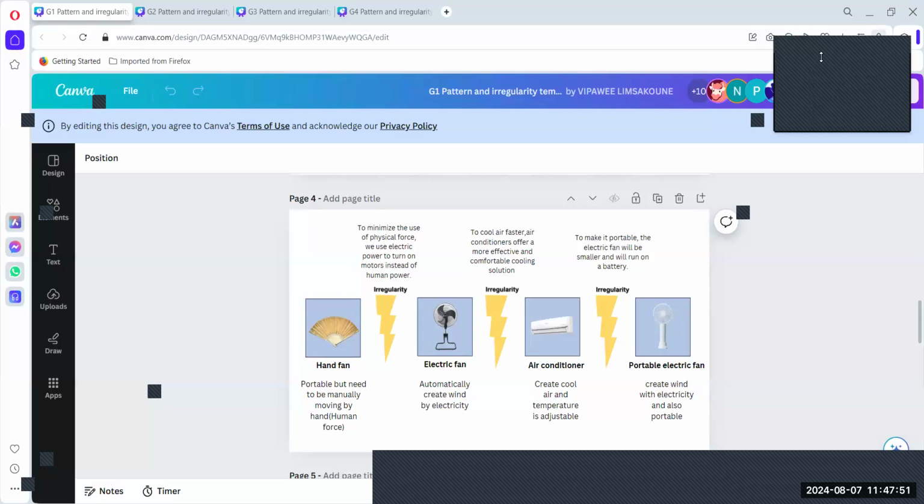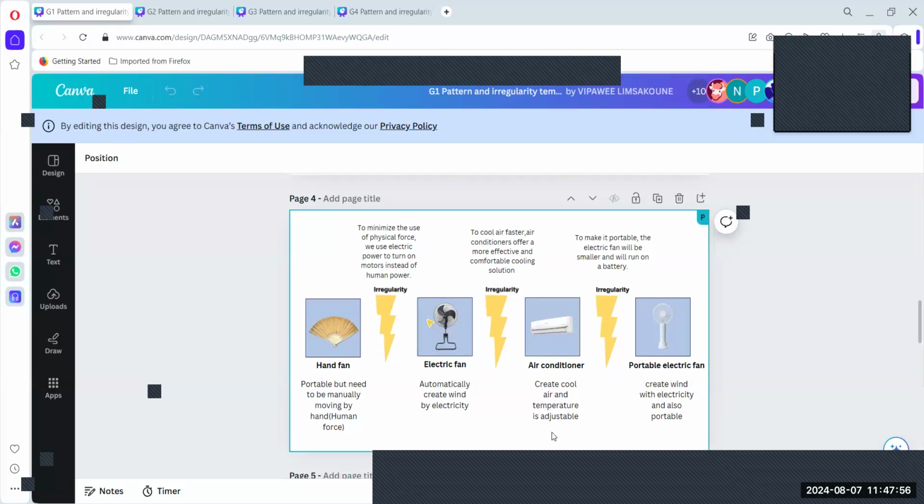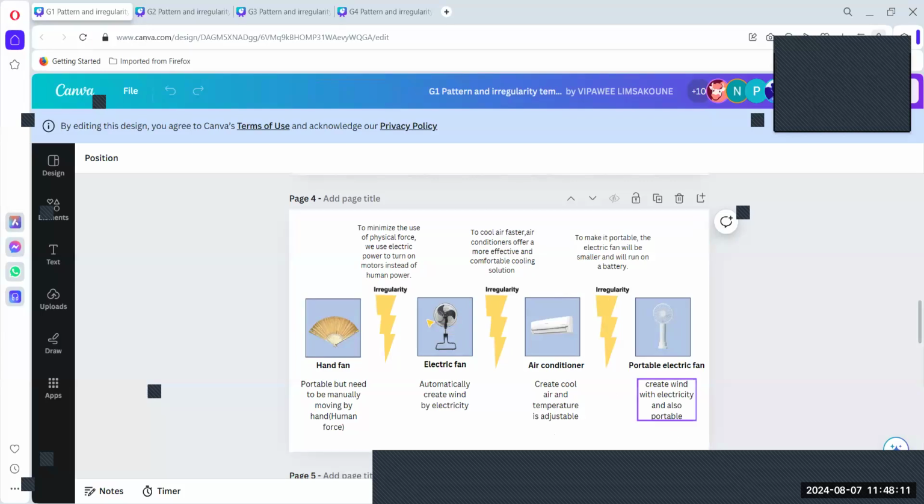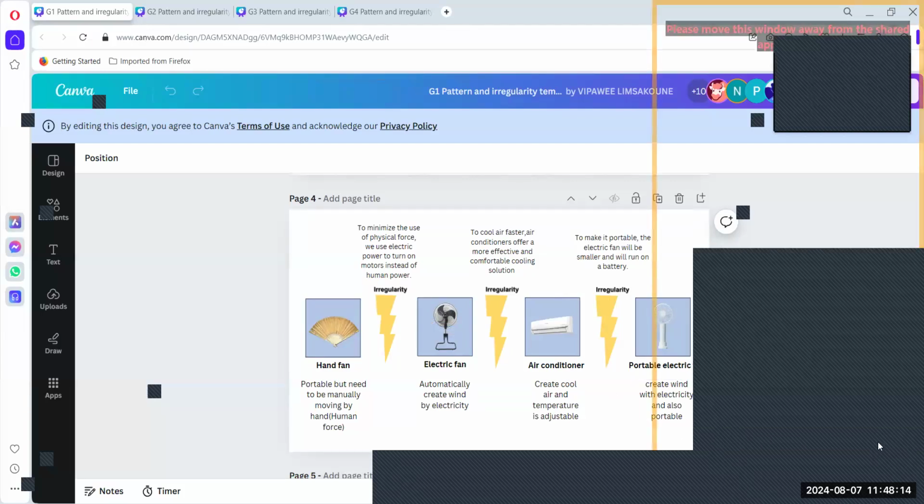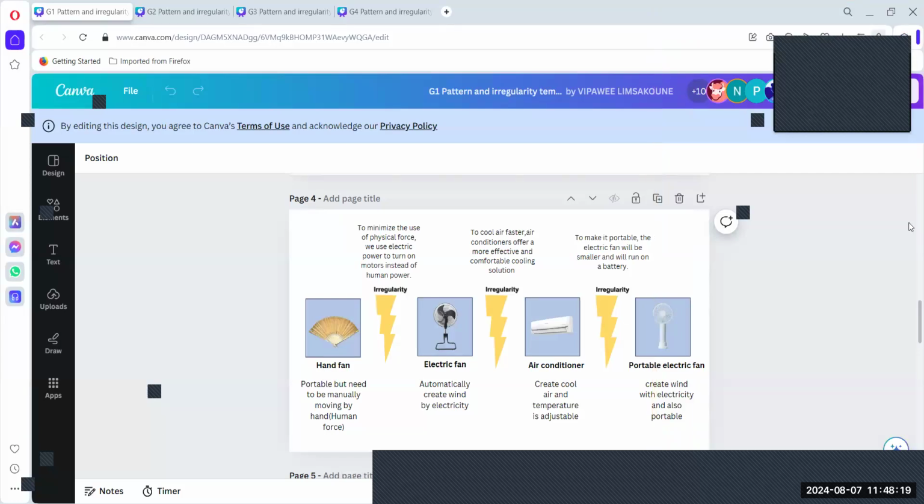For the slide, we separated into 4 groups, which are hand fan, electric fan, air conditioner, and portable electric fan. The first one is portable, but it needs human force to move it around, so it is kind of hard to use. This is the reason why we changed to the electric fan, because we want to use less physical power from humans, so we changed it to electric.